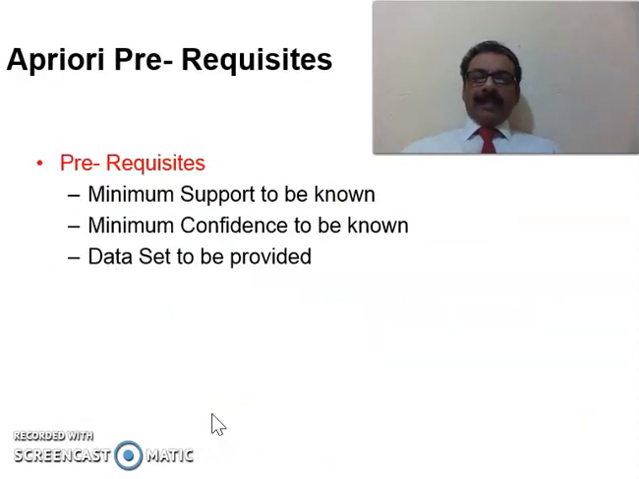Now, before we start the apriori algorithm, there are some prerequisites. You have to fulfill those prerequisites to start the apriori algorithm. What are those prerequisites? Minimum support must be known, in the sense you should set the minimum support before you start the apriori algorithm. Then minimum confidence is also set. Then obviously you should have a data set provided so that you can work on it to bring out the association rules.